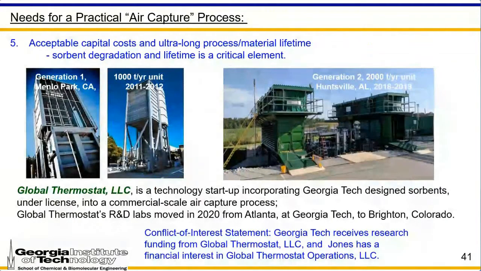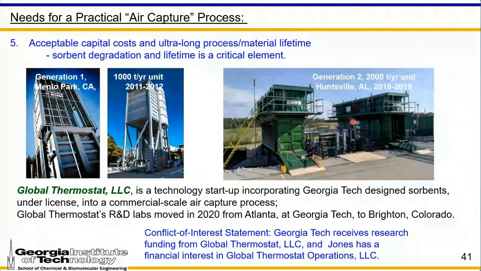And then finally, we have to do this all on a scale that is practical. And so Global Thermostat has developed 2 different units shown here, their first generation and their second generation units. This actually is a 3rd generation on the right. One in Menlo Park, California in 2011-2012, one in Huntsville, Alabama in 2018-2019.